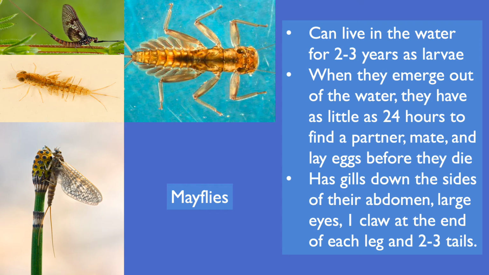Some mayflies live in water for 2 to 3 years as larvae. When they hatch, they can have as little as 24 hours to find a partner, mate, and lay eggs before they die. Usually, they don't even have time to eat. Most mayfly larvae feed on microscopic algae and small bits of organic matter, making them herbivores. Mayfly larvae have gills down the sides of their abdomen, large eyes, and one claw at the end of each leg, and 2 to 3 tails.